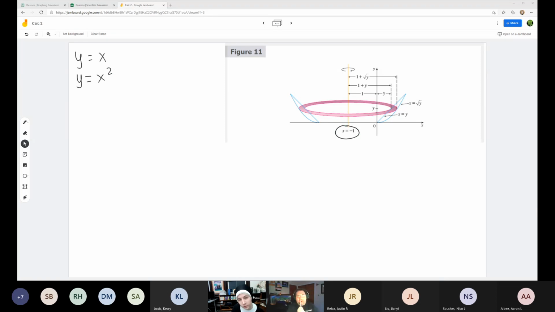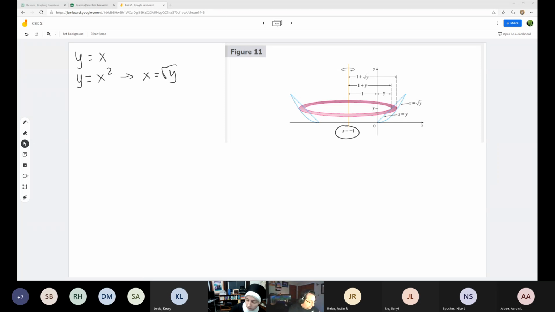Since we're rotating around a vertical axis this time, I want everything in terms of y. This is going to make our lives a little bit easier when we're doing our calculations. So the first one, I don't really have to change because it's just x. The second one, I'm going to change to x equals the square root of y. I don't have to worry about the plus or minus version of it because we're looking at the radius on one side, and we're going to rotate it around. So I don't need to worry about the negative version of the square root of y.